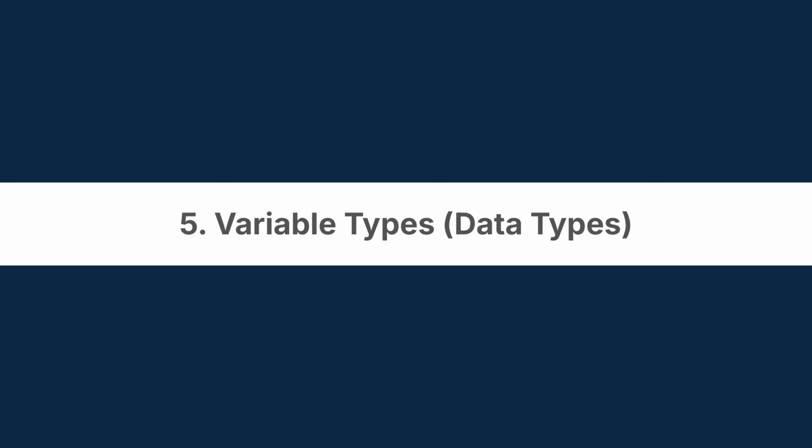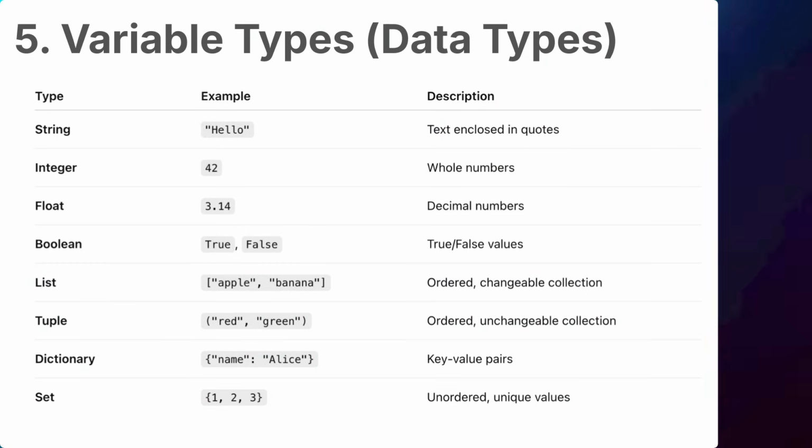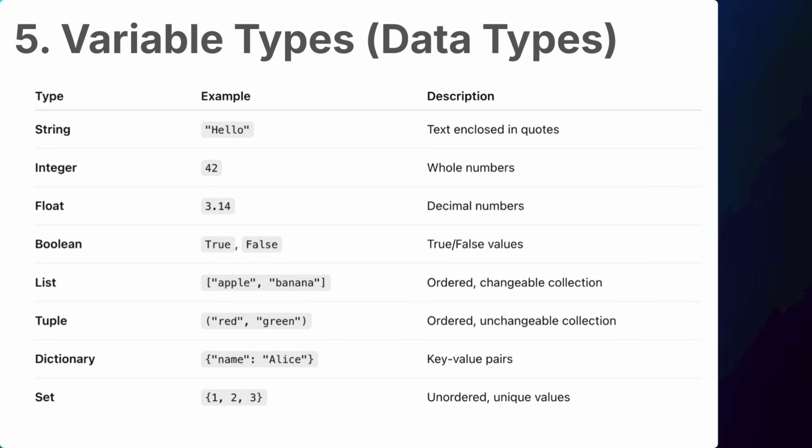5. Variable types. Python variables can store different types of data. Let's take a look at them one by one. 1. String. A string is a sequence of characters enclosed in single, double, or triple quotes. Strings are used to store text.